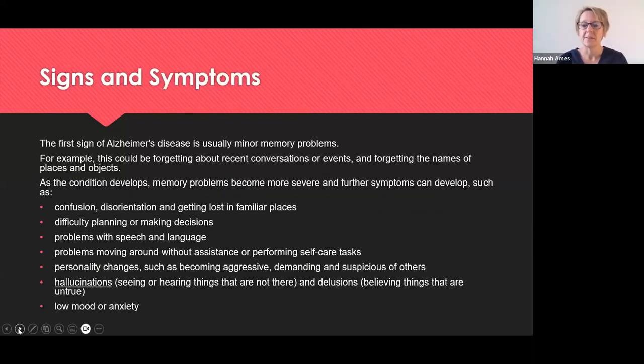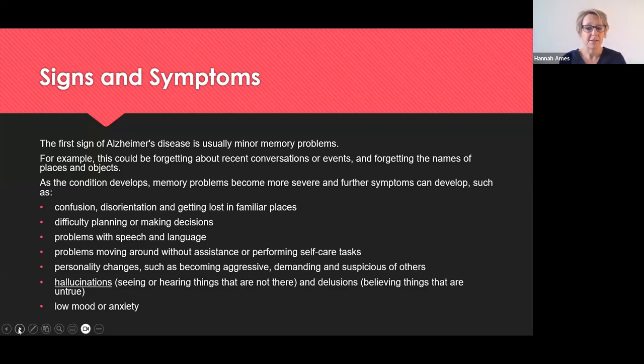So, signs and symptoms of Alzheimer's. This is important to know because this might be how your patient is presenting in your assessment station. It normally presents to start off with some minor memory problems, so it could be forgetting conversations, events, names. Then as it progresses it develops into more severe symptoms: confusion and disorientation, difficulty in planning and making decisions, and this can impact on daily activities of living. It can impact on speech and also mobility, so problems moving around and completing self-care tasks.